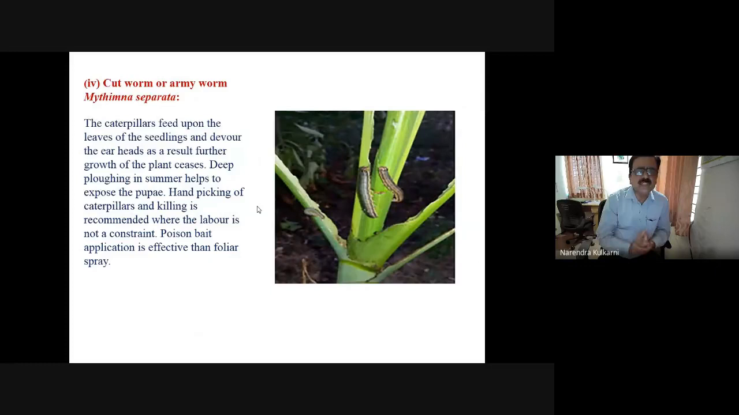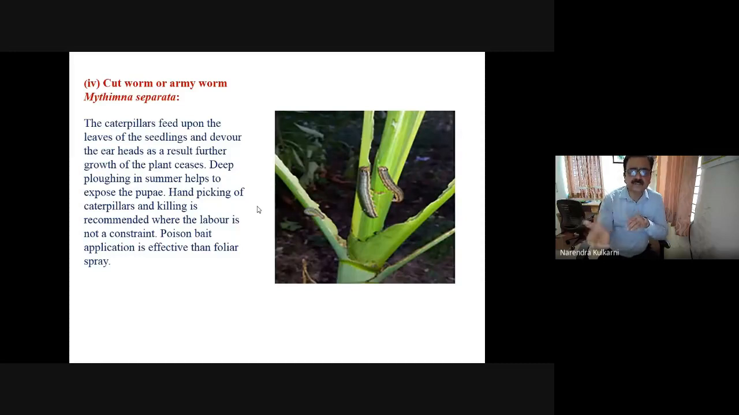And we have problems with cutworms also. So Mythimna separata is also problematic in both sorghum as well as maize. These are all nocturnal insects. Especially these larvae are very active during the night. They can cut and feed on young seedlings. So poison baits are recommended. Poison baits are very effective and recommended for such insects.